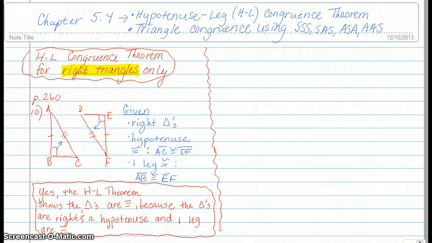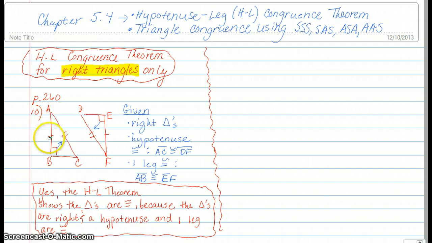First of all, we need to know that the triangles are right triangles in order to use the HL congruence theorem. And they are. Secondly, we need to have a congruent hypotenuse, and you can see that AC is in fact congruent to DF. The hypotenuse is directly opposite the right angle. And then we have one leg. BC and DE are not congruent. They might look it, but they're not given as congruent, so we can't assume it.